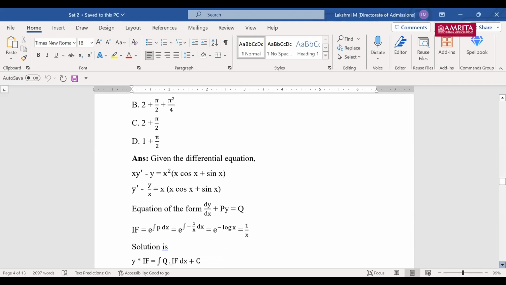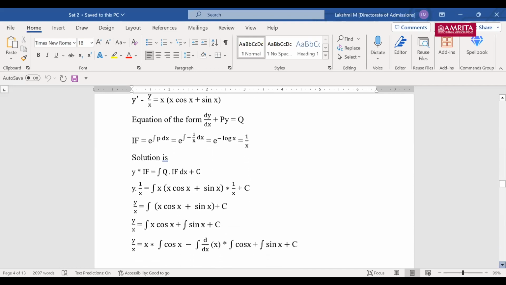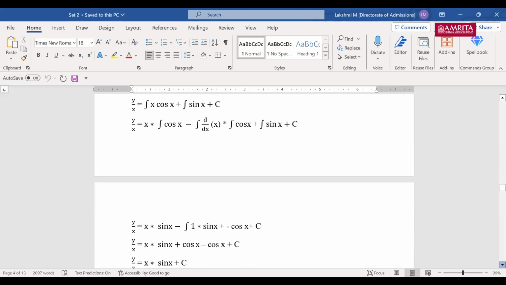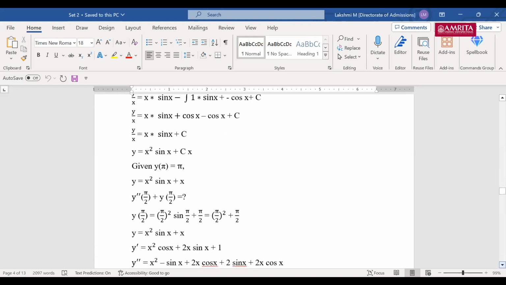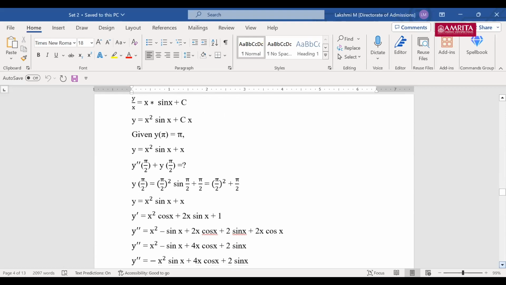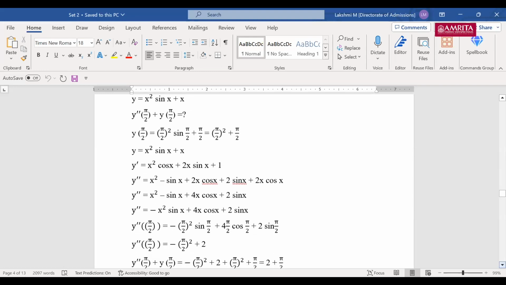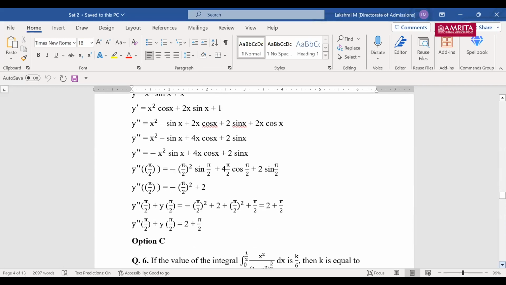So once you rearrange, you have understood the equation is of which form, and you can find the integrating factor. You can just substitute for the solution and you can find the value of y. Once you have the value of y, you know y of pi, it's pi. Then you could find out y dash and y double dash. Substitute for pi by 2 as asked in the question and you have the answer once you complete the addition. Is this question clear to all of you?